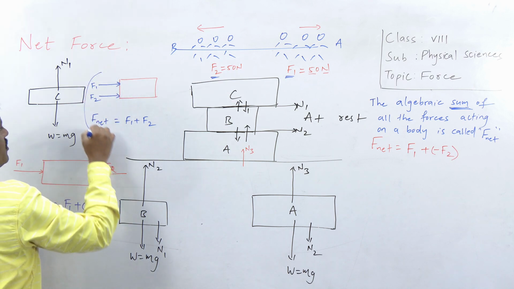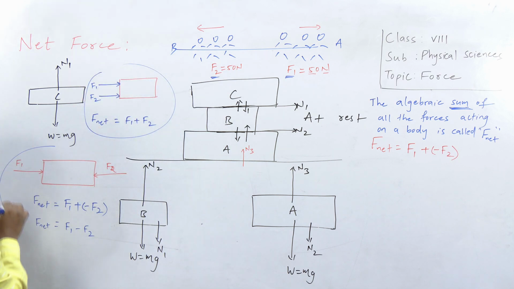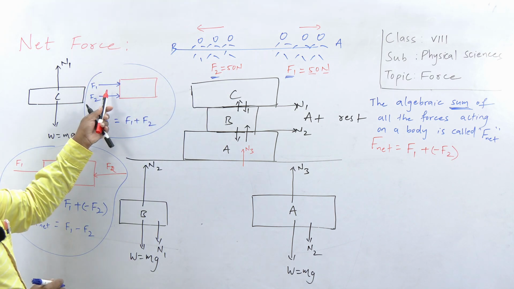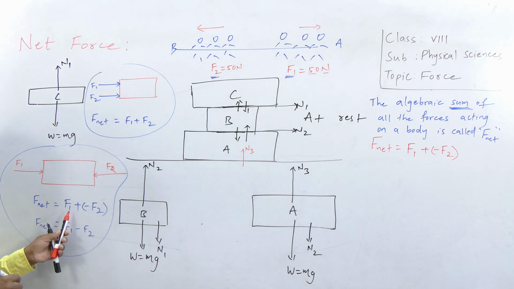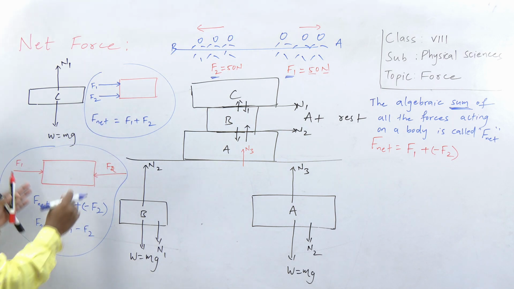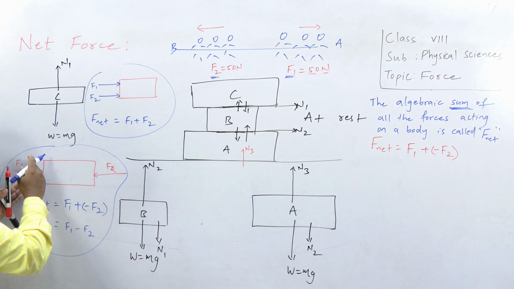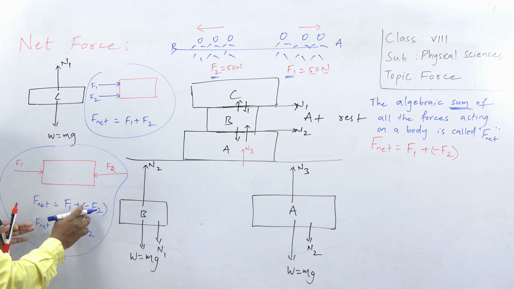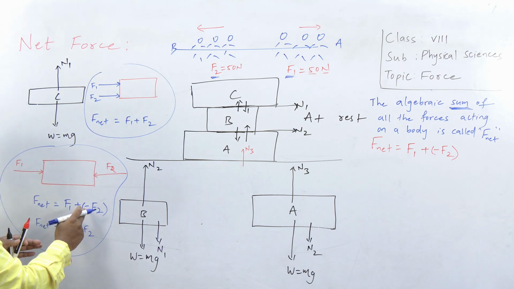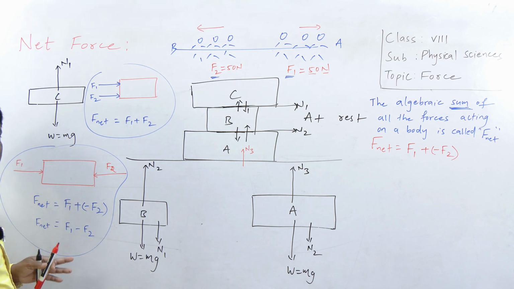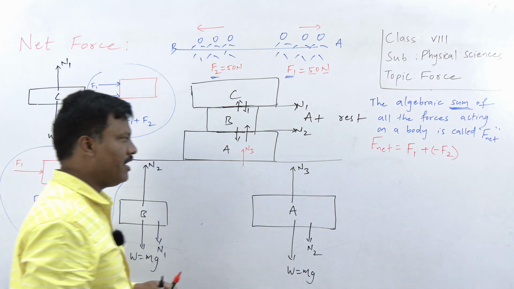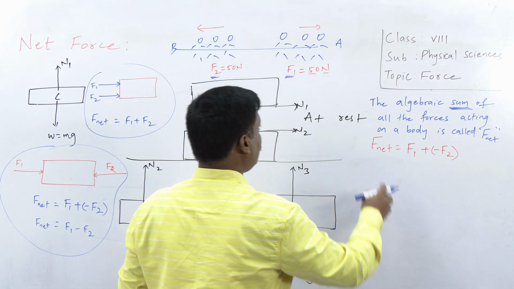So this concept is very, very important. Here two forces are acting in same direction. That is why net force is equal to the sum of the forces. Here also sum of the forces only. But as the direction of one force is opposite to the other one, the negative sign is taken here. Okay. Negative sign is taken. That is why plus into minus is equal to minus. This way this is the difference. Okay. Now coming to here.